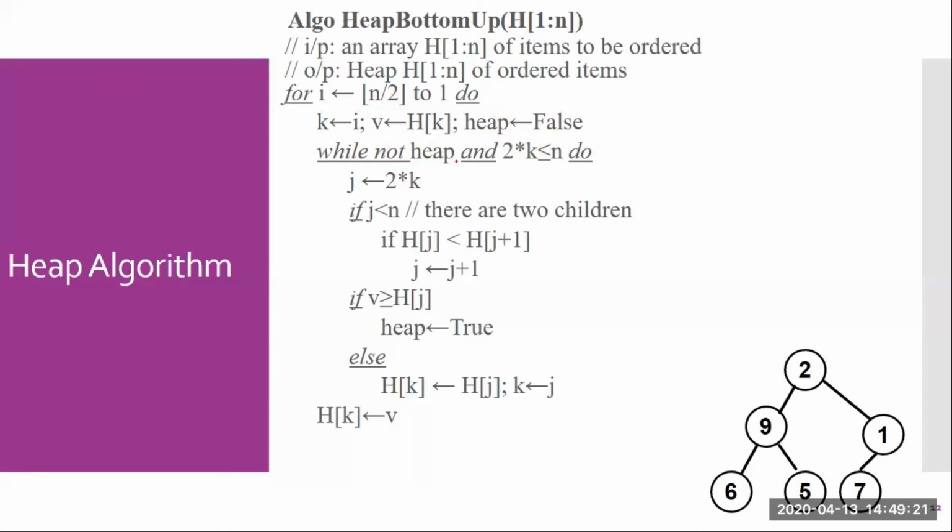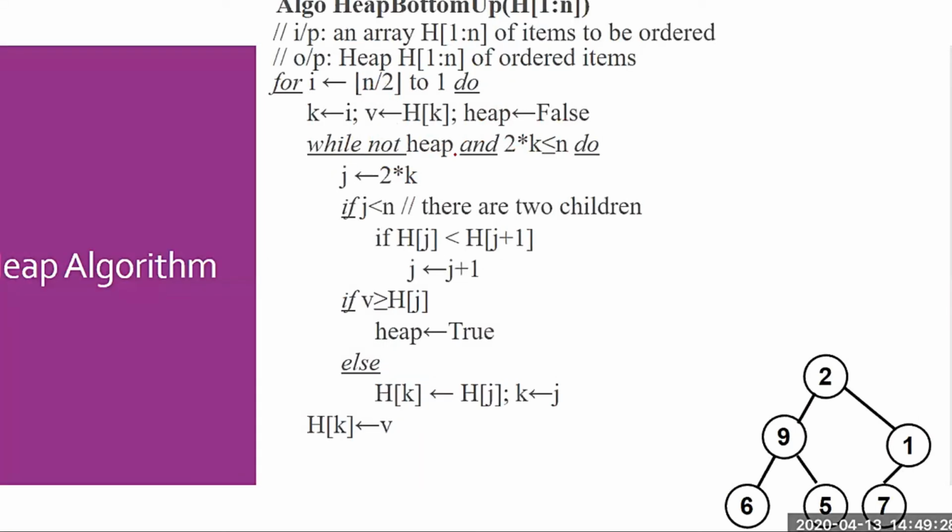So coming to the heap algorithm, there are two ways in which you can construct a heap. One is the bottom-up approach and the other is the top-down approach. We are following the bottom-up approach. In the bottom-up approach, we are doing for i equals n by 2 to 1, that is, we are starting from the last parent node. From there till the root, we make k equal to i, and we put v as H of k, the vertex. And heap we are making it false.